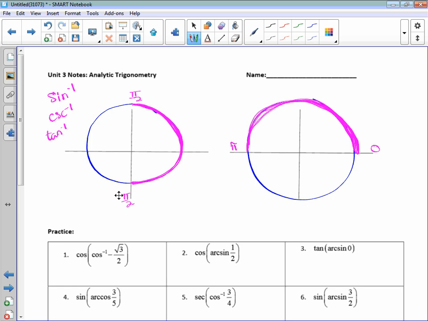Okay. And then 0 to pi, which ones use that as your viewing window, your restricted range? Hopefully the other 3. So cosine, inverse cosine, inverse secant, inverse tan. Okay.